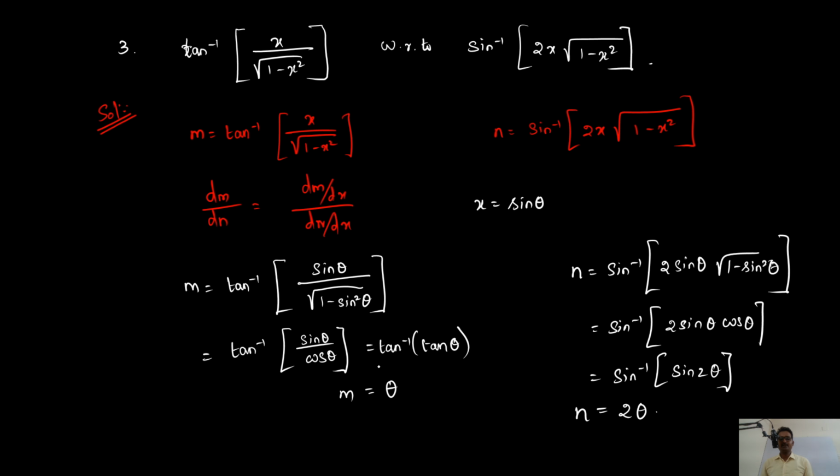Still it's in the parametric form. Here the parameter, instead of x, has been changed to theta. Now if you do the same process, you will get dm by d theta, because the parameter has changed to theta. That's why dm by dx is equivalent to dm by d theta. So you will get 1, and dn by d theta you will get 2. So our final answer is 1 over 2, 1 by 2 is our final answer.